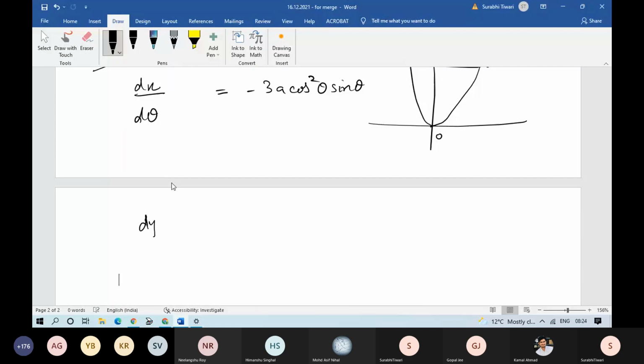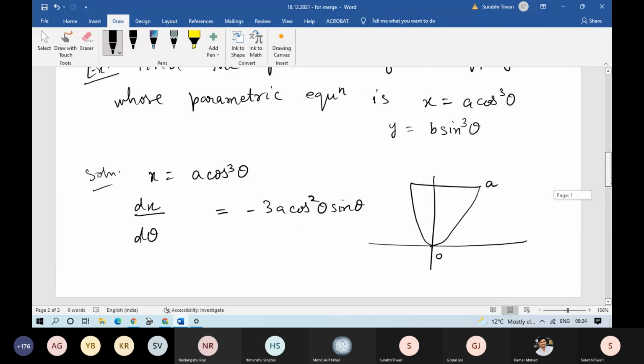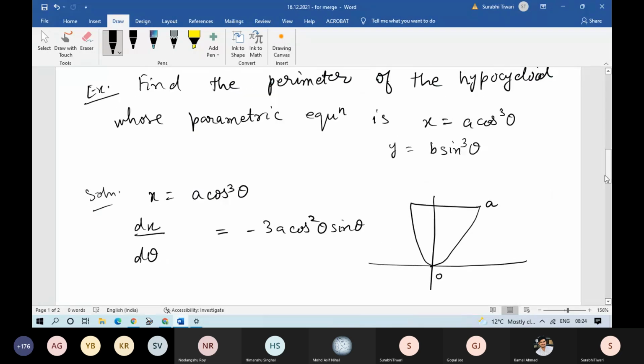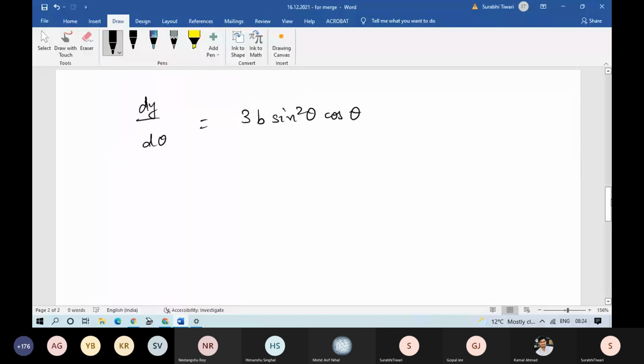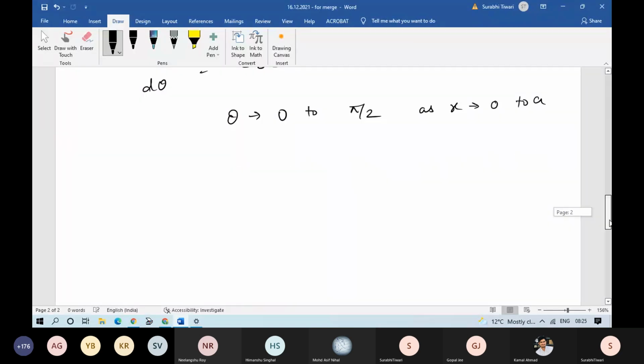Similarly, dy by d theta you can find out: 3b sin square theta cos theta. So the maximum value of x is when cos theta is equal to 0, this is a, and when theta is equal to pi by 2, this is 0. So the limits of x are from 0 to a, so the limits of theta are from 0 to pi by 2, as x limits are from 0 to a. Okay, we'll use it in the formula.